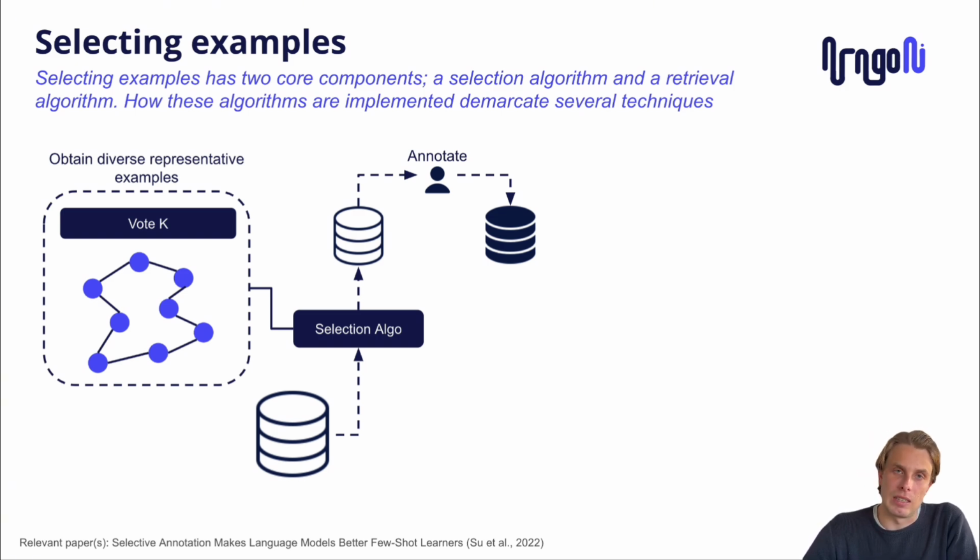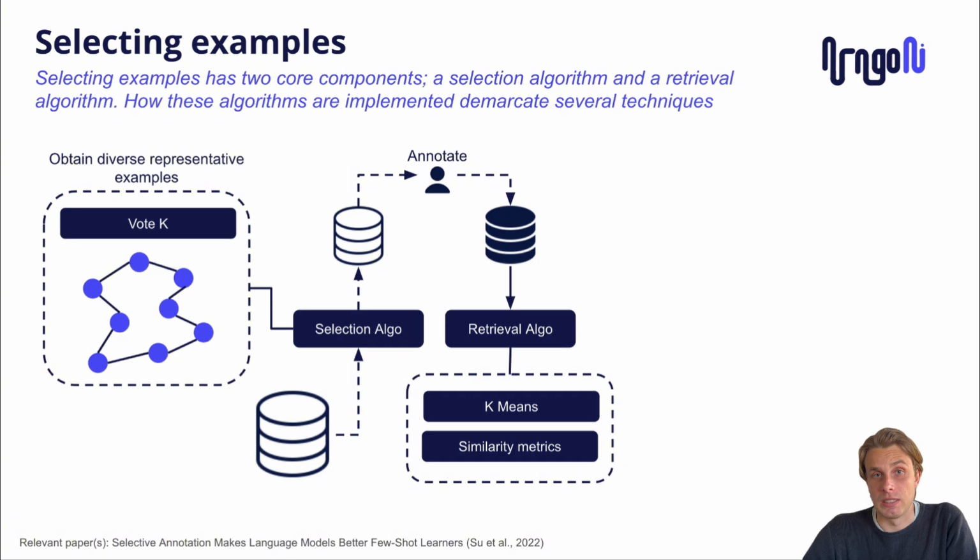So now we have our labeled data set, and we need to associate this with a retrieval algorithm. We need to associate this with a retrieval algorithm because we want to pull in examples to then use for our few-shot prompts. There are multiple ways that you could do this. For example, you could use a k-means approach. You could use, again, similarity metrics like cosine similarity, Euclidean distance, or distance metrics.